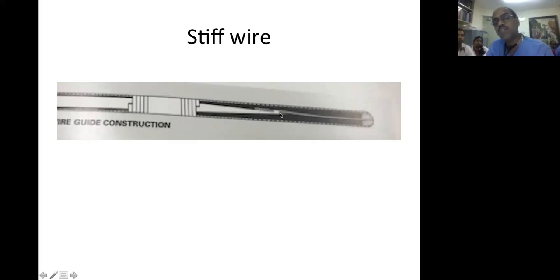And if this is very short, this is a short floppy tip. And if this is very long, then it is a long floppy tip. Most of the stiff wires will have floppy tips varying between 1 centimeter to 6 centimeters. So this portion is called the floppy tip. And this thick mandrel portion is called the stiffer portion.